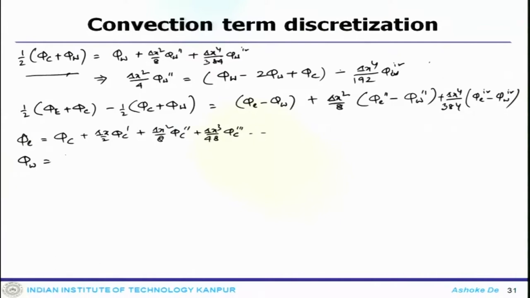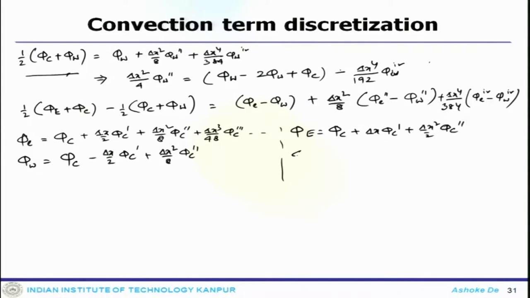So one can represent that phi c minus del x by 2 phi c prime plus del x square by 8 phi c double prime and so on. In addition to that, similarly, one can write phi e equals phi c plus delta x phi c prime plus delta x square by 2 phi c double prime and so on, and phi w equals phi c minus delta x phi c prime plus delta x square by 2 phi c double prime and so on. So in terms of cell center value phi c, you can actually obtain all this expression.